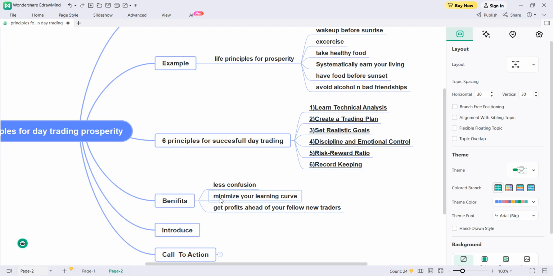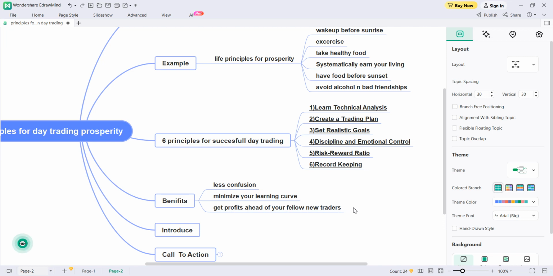The other benefit is that it minimizes your learning curve. Most of the time, 90% of the traders don't learn anything and just come into the markets, buy, sell like that, and they waste their money and time for about 2 years. Then they realize that this is not gambling, this is a study. When we do it in a certain way, we can make profits. After making profits for the first 1 year, maybe these profits are less, but after 1 or 2 years of making profits, you can maximize your position sizing. Once you maximize your position sizing, you know the ins and outs of your strategies, so you have a great edge in yourself. And the third one is to get profits ahead of your fellow new traders.